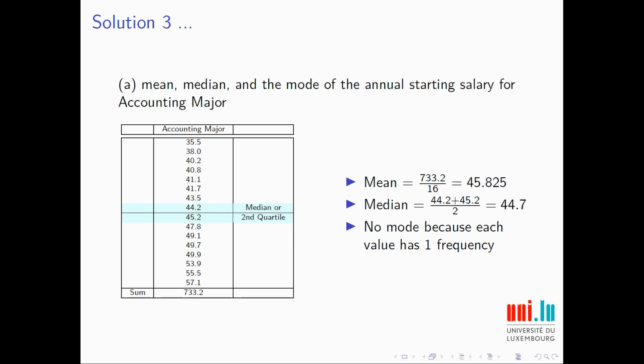For the counting measure, it's the same exercise, only with the difference that now we have 16 observations.